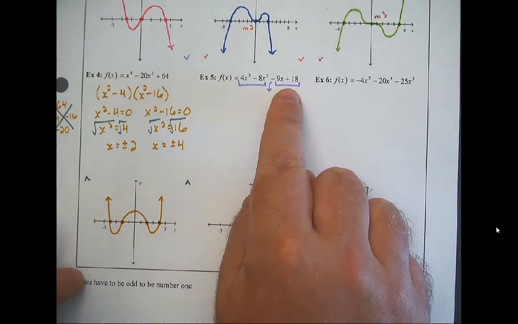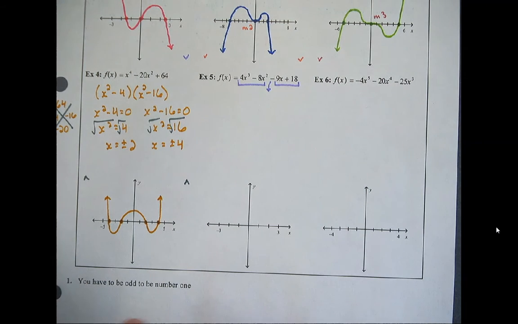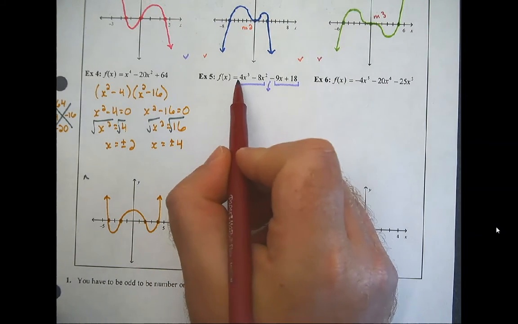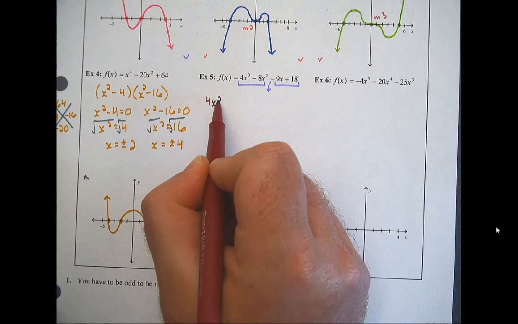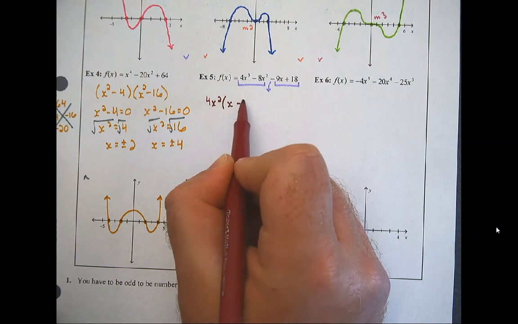So I would then break down 18, and I'd start to guess and check. It takes a lot longer to do it that way, but it will work. So let's see now. So this will end up being, these two have a 4 and an x squared in common. That leaves behind x minus 2.